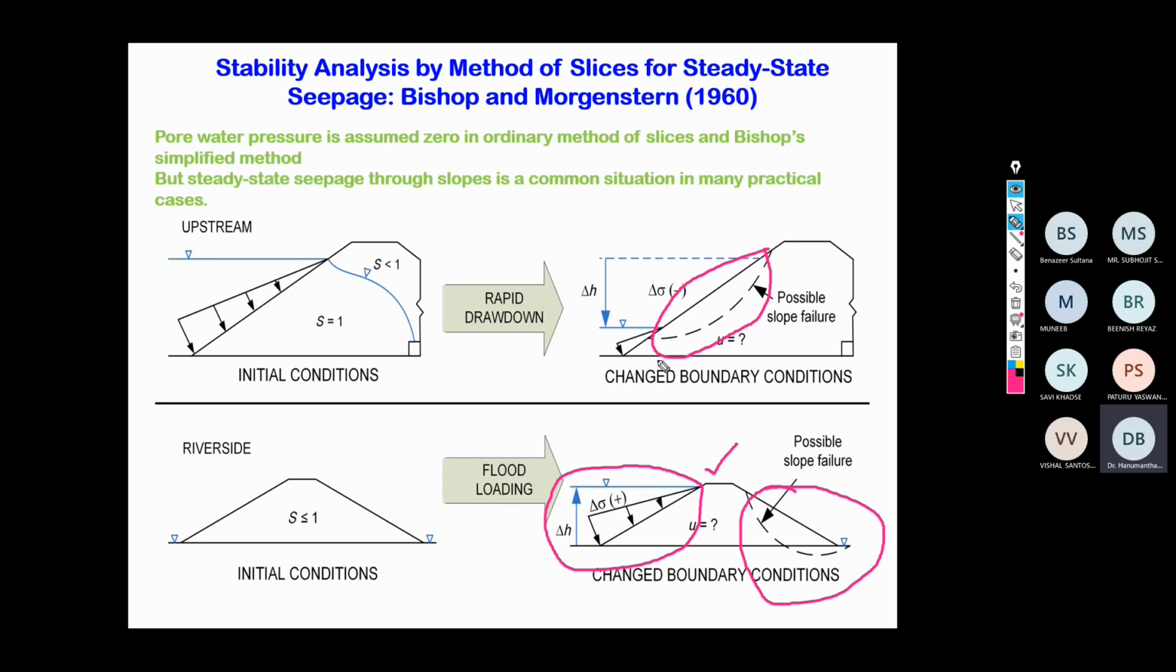While in the case of the drawdown condition, the failure occurs on the upstream side. In the case of the embankment subject to the flooding condition, the failure occurs on the opposite side. So try to understand the logic between these two cases. Such cases were addressed by Bishop and Morgenstern.